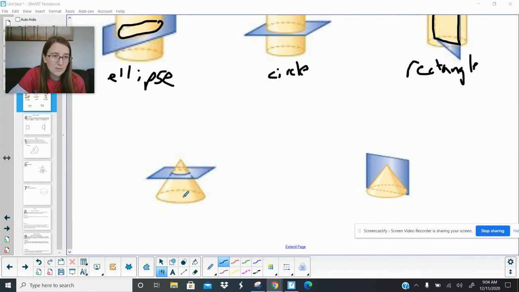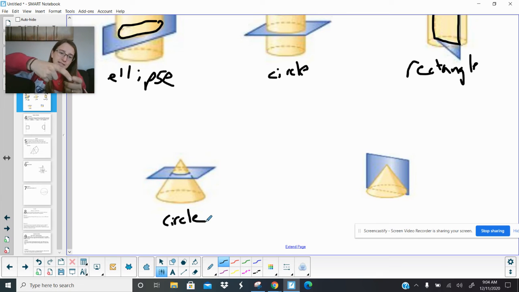We're talking about a different shape, a cone here. And again, try to imagine this shape in here. What do we think is going to be right there? This is going to be a circle and not an ellipse. An ellipse is only created by angled cuts to get that elongated circle. If it's flat like that, it's going to be a circle.